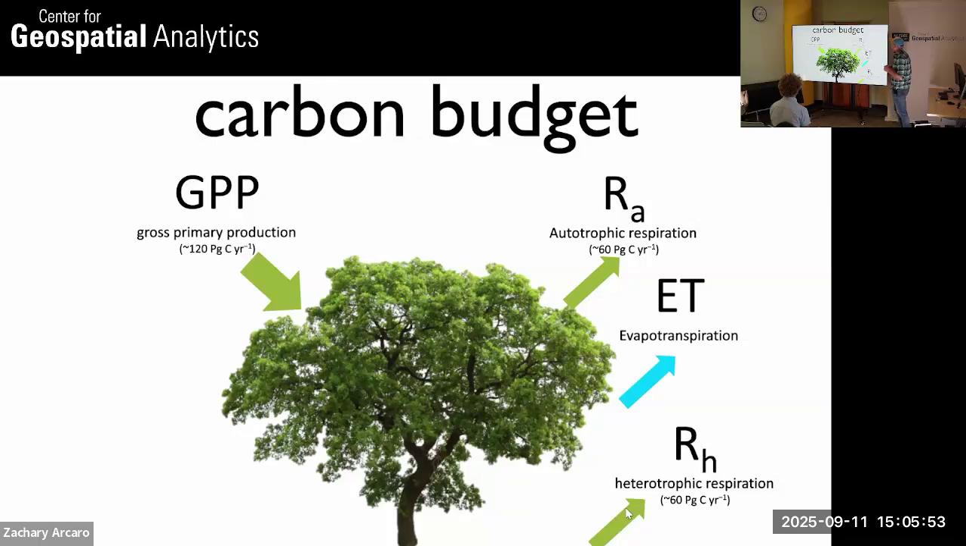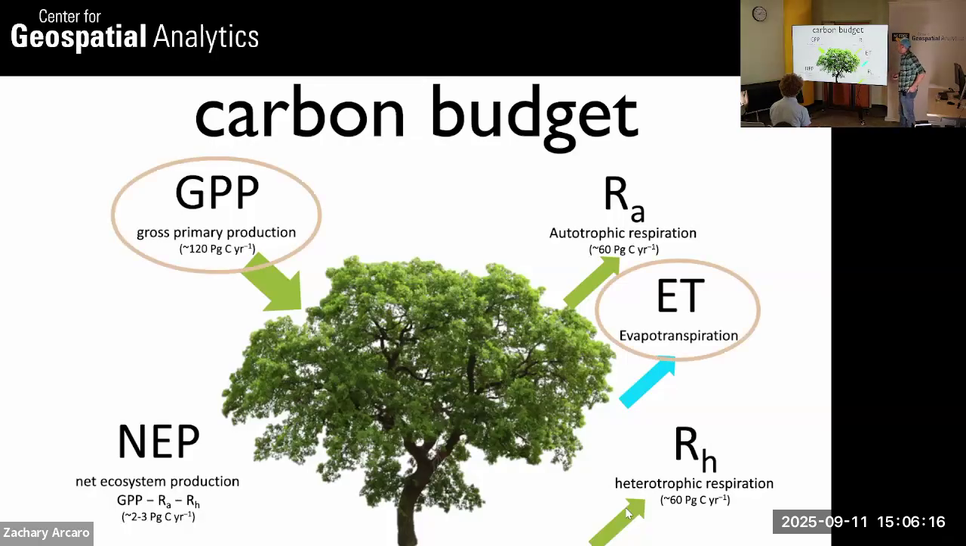If you were to calculate the balance between gross primary production on the one hand and then these two respiratory terms on the other, the leftover is what we call net ecosystem production. And that's basically the carbon sink that ecosystems provide. And it averages roughly 2 to 3 petagrams per year of net carbon uptake by the land surface.